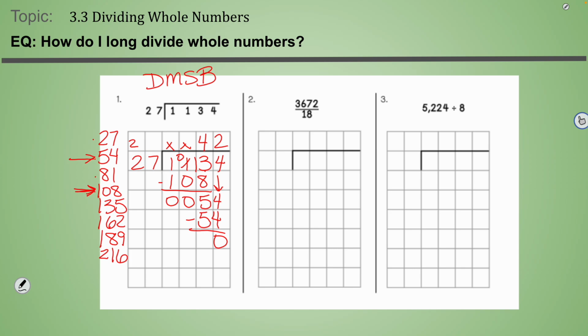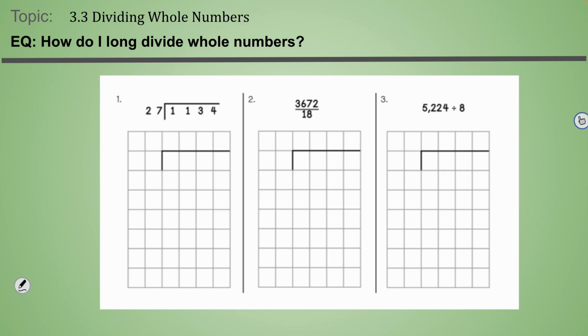Ooh, now I realize that we forgot to estimate again. So if we think of this like 1,000 divided by about 30, do you see that that would be about 30 as an answer? Obviously not quite, but 42 sounds like a good answer. Check.